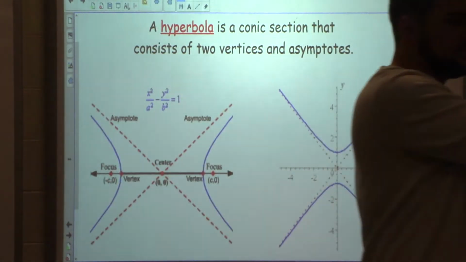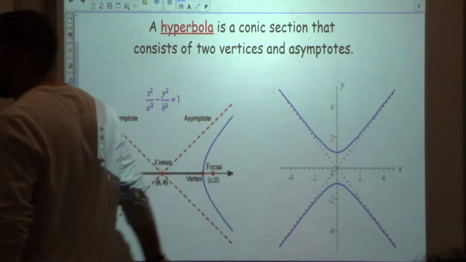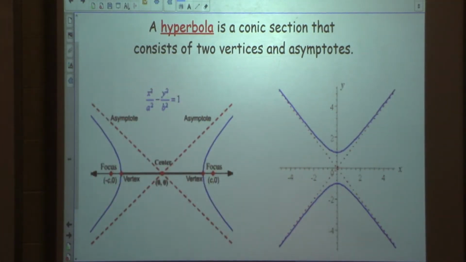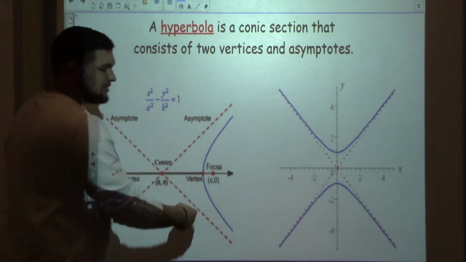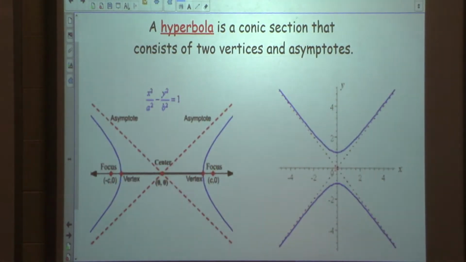Now, if you look at the two graphs on my page here, the blue part is actually the hyperbolas. The red dashed lines are what we call asymptotes. We talked about those when we did exponential functions. We talked about their graphs. We talked about logarithmic functions. We talked about their graphs. The asymptotes are lines that our graph will never cross. So they help us draw our graphs in. So we don't need to know exact points.